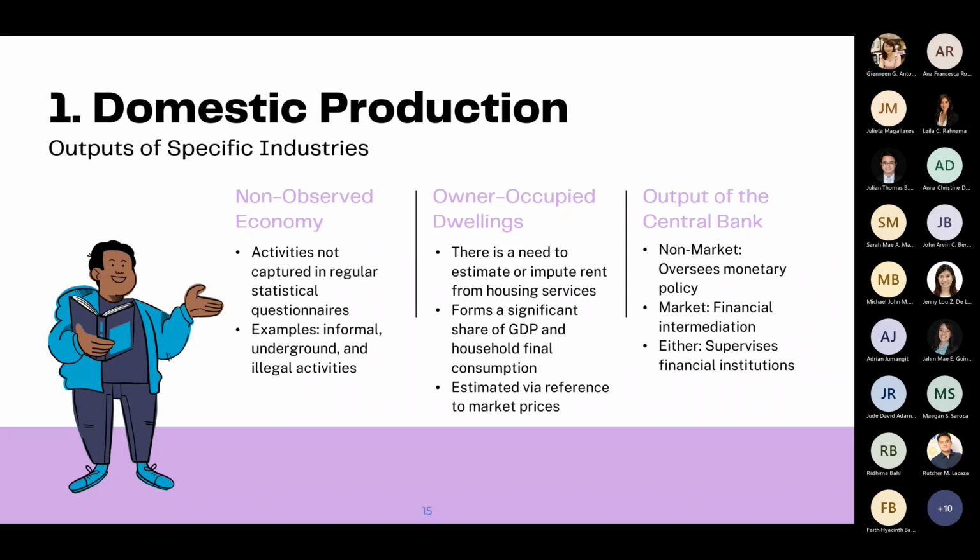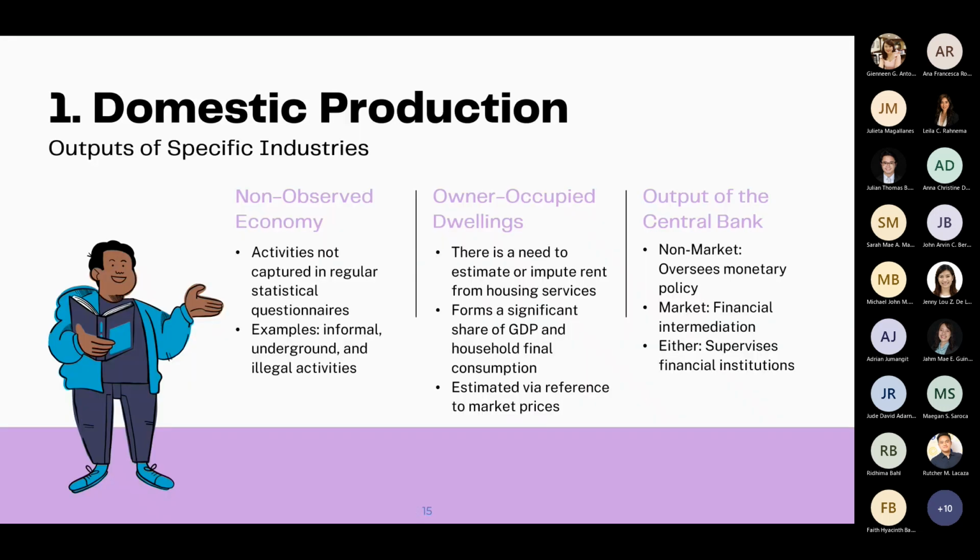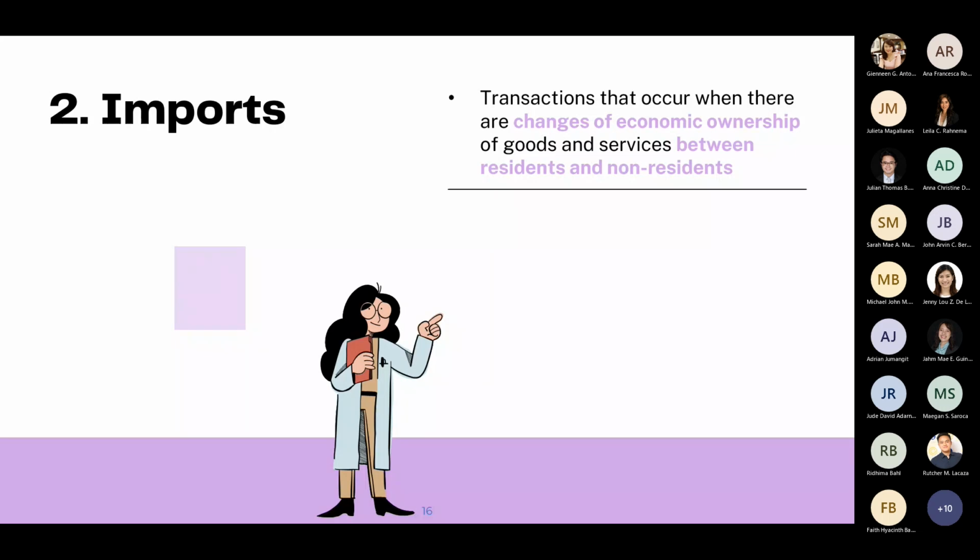So that's tricky. These are just a few of the areas where compilation and estimation can get difficult and tricky. Okay. So to wrap up the discussion on domestic production, we simply have many types of output that we need to estimate and collect. And there are a few industries where the collection and estimation of data is not that easy. Okay. Now we move on to imports.